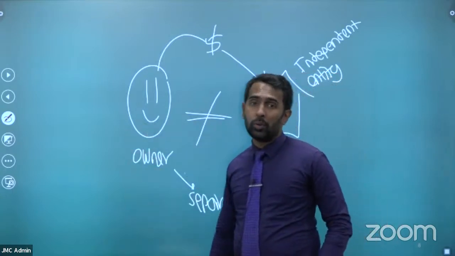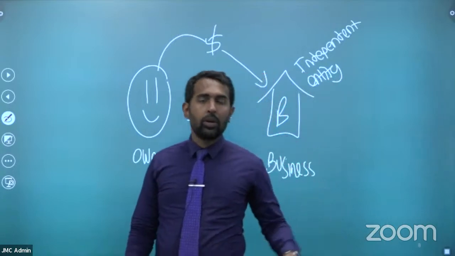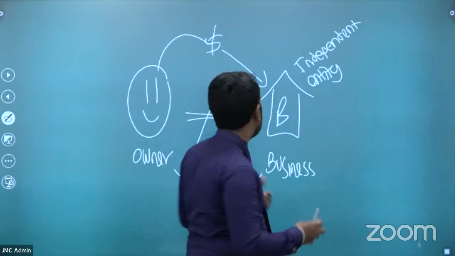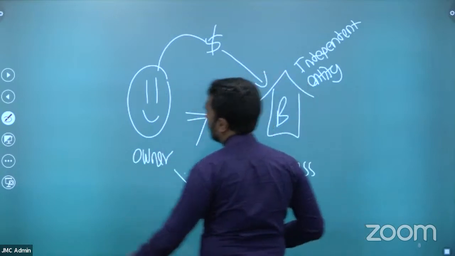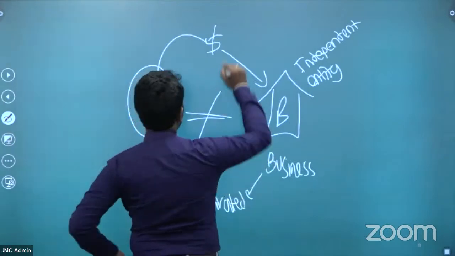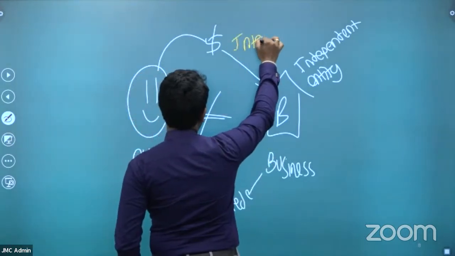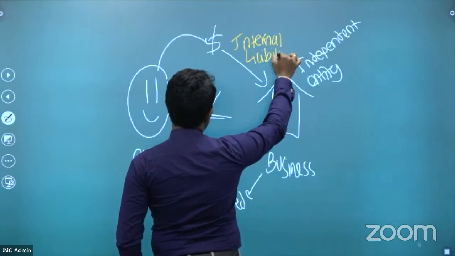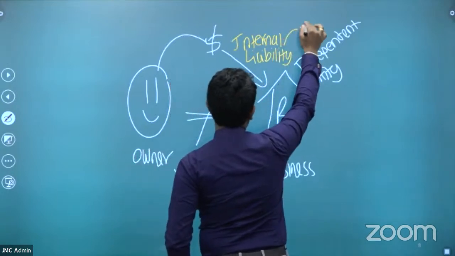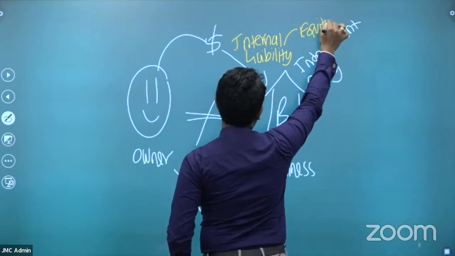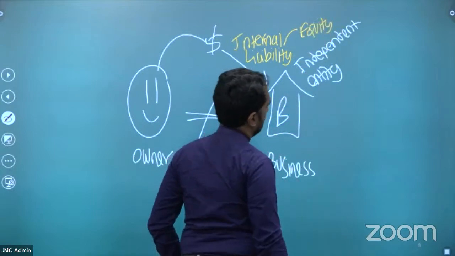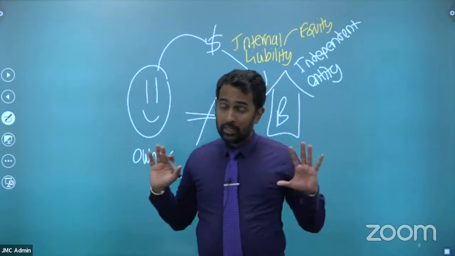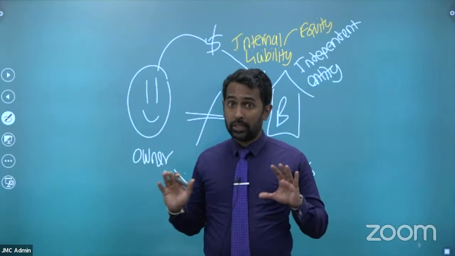I have to give it back to the owner. So the business is treating this as an internal liability. This we call equity. Equity is the money received from the owner. Remember, you have to consider the business as a separate person.